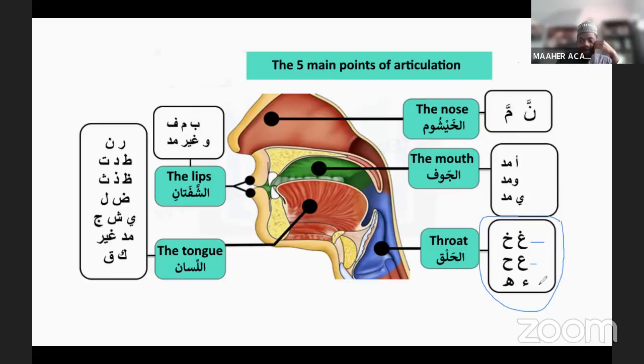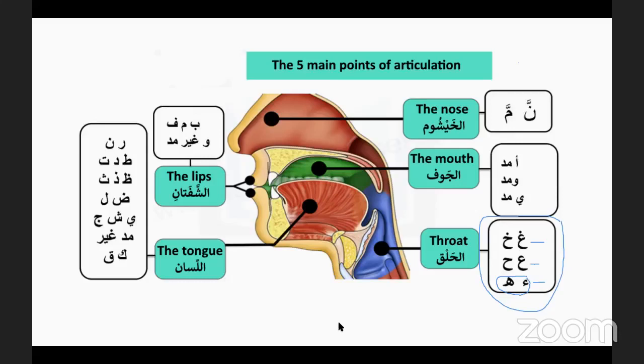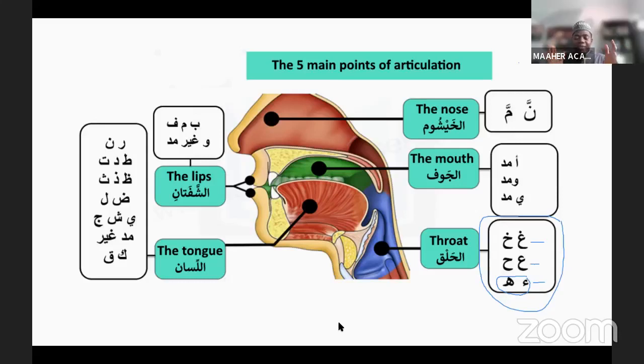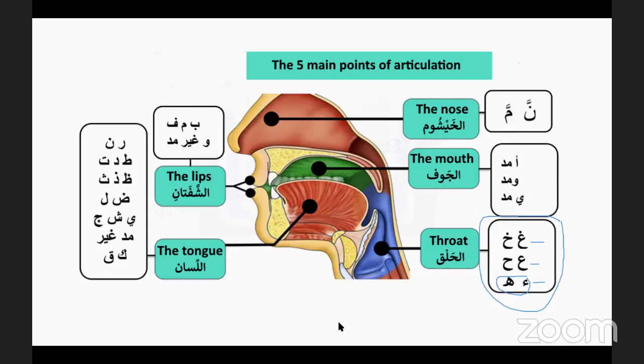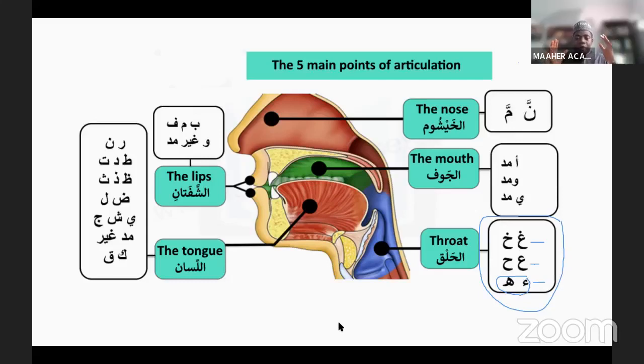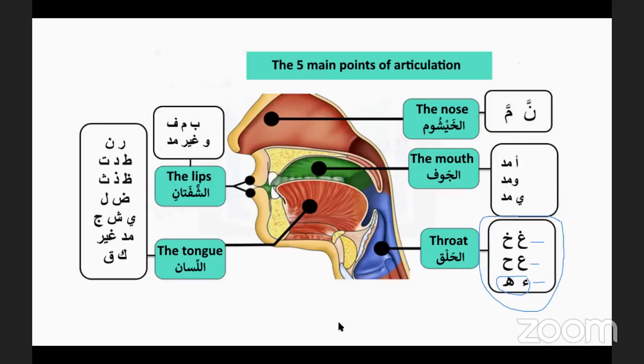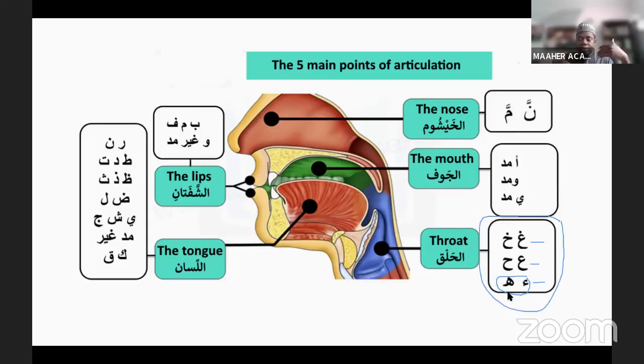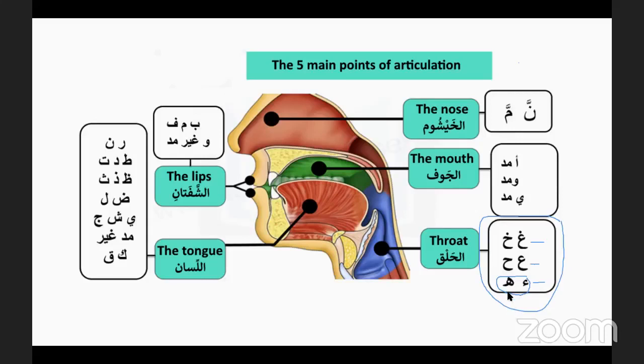Right? So the third category of letters from the throat are these two letters here, the hamza and the ha. Let me pronounce the hamza for you guys. When the hamza has a fatha sound, it sounds clear, but your mouth is wide open. But the ha comes with more energy. So these two letters come from the bottom of the throat.